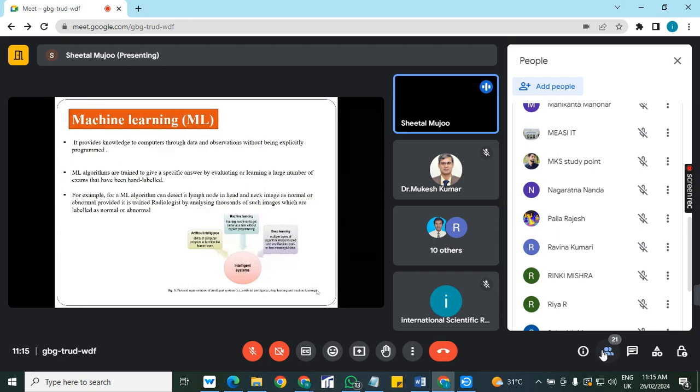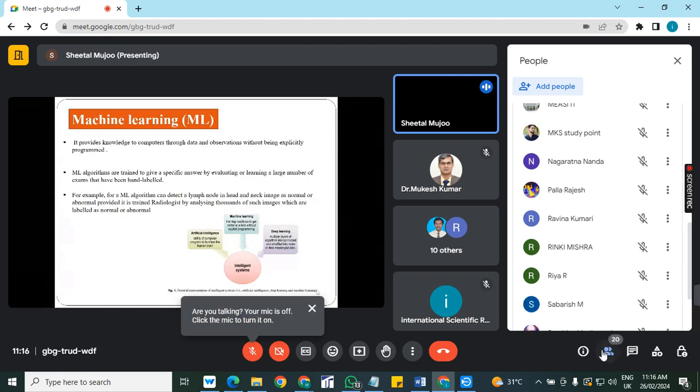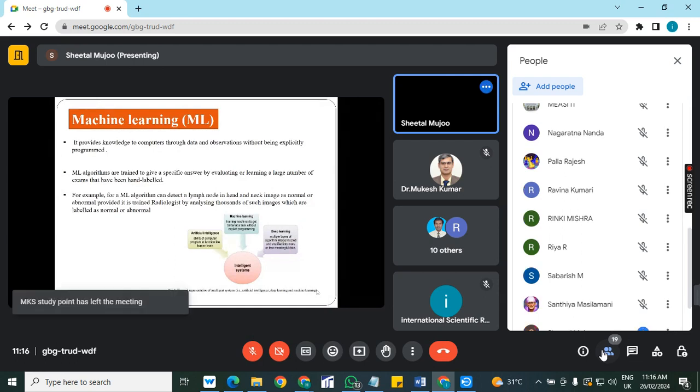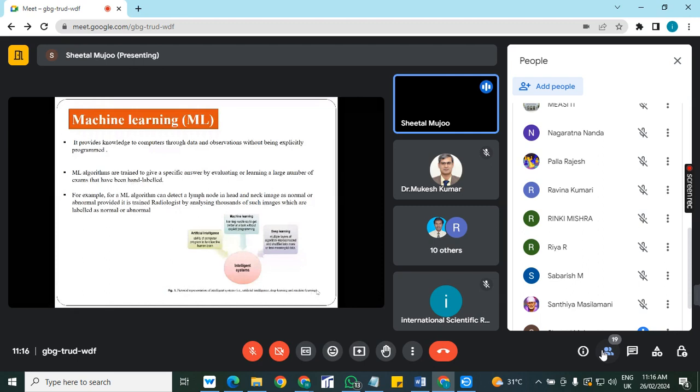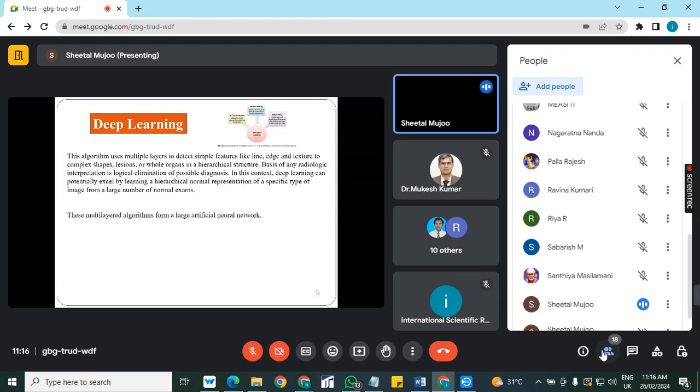Once this data has been fed to the computer, when we try to use it in our clinical area or research and put in an image of a patient's lymph nodes, it will tell us whether it is normal or abnormal, depending on how much data has been given to the computer. I hope that is clear. This is how machine learning works. It will let you know only whether it is normal or abnormal. The computer will analyze the image that you give it at the time of the clinic. Deep learning is different.